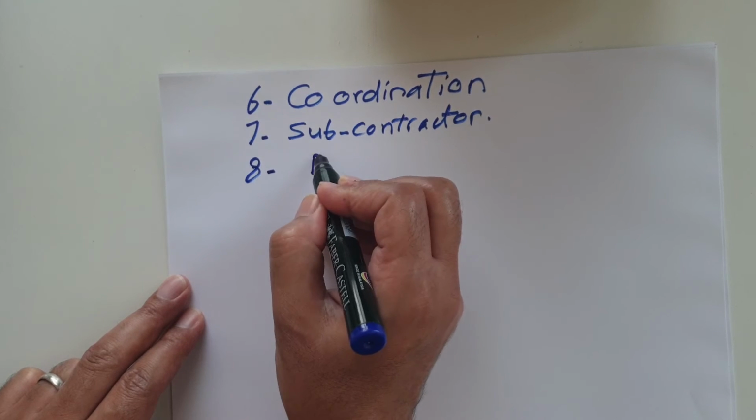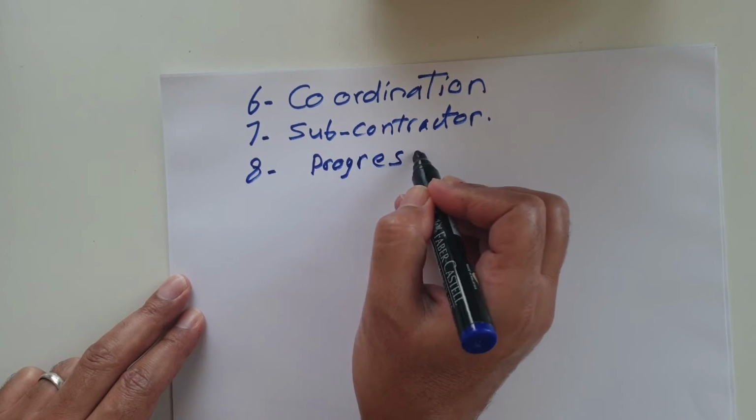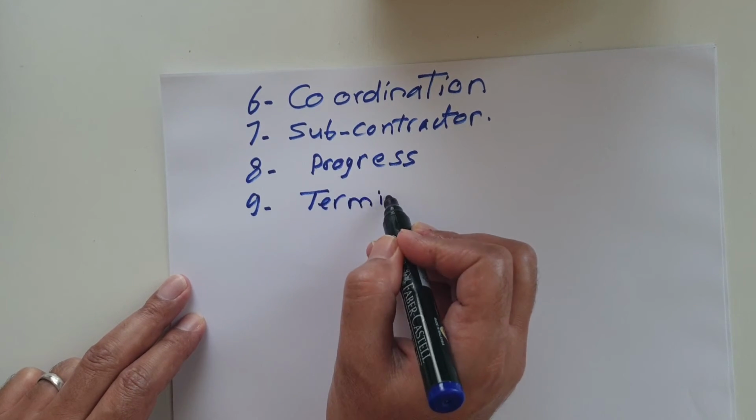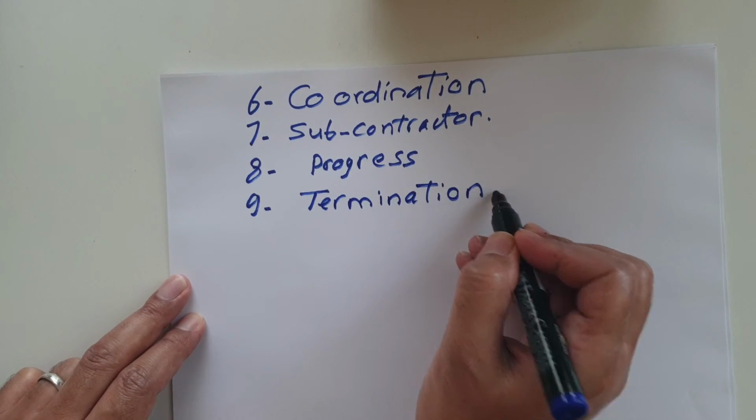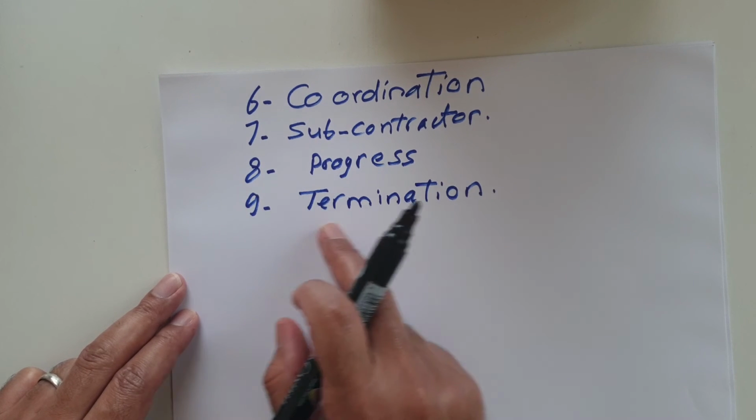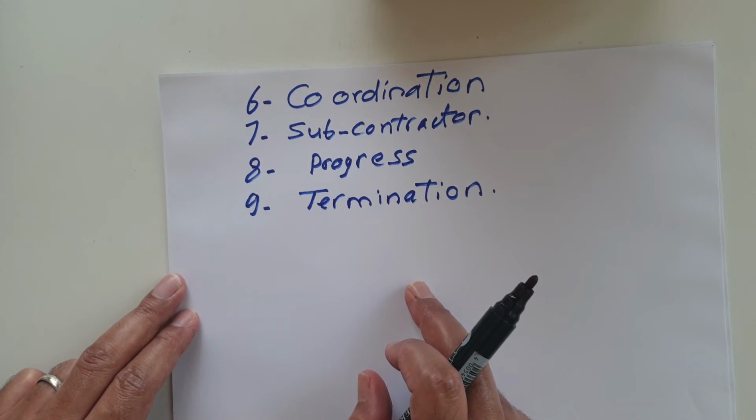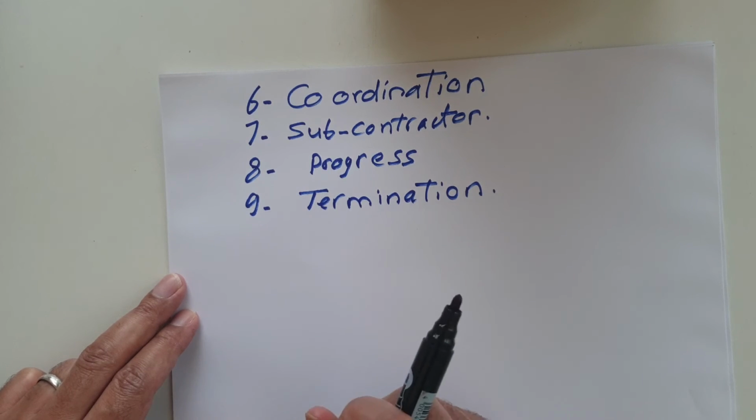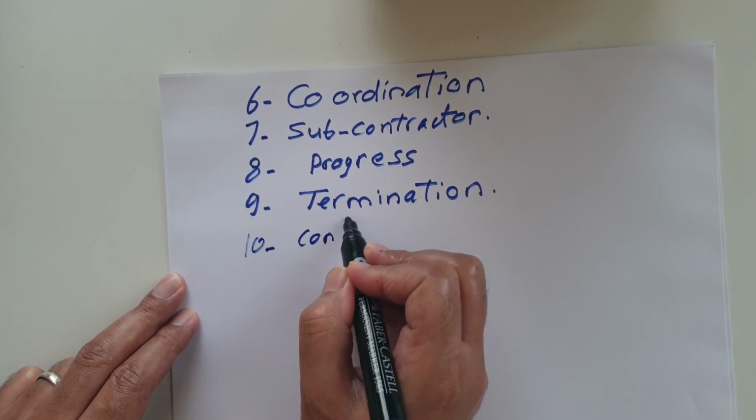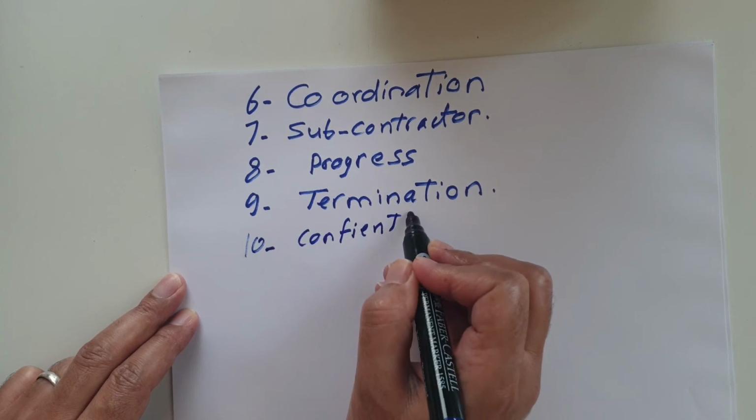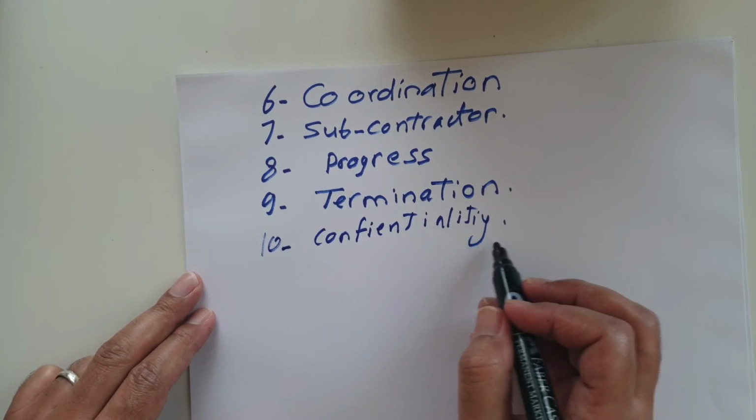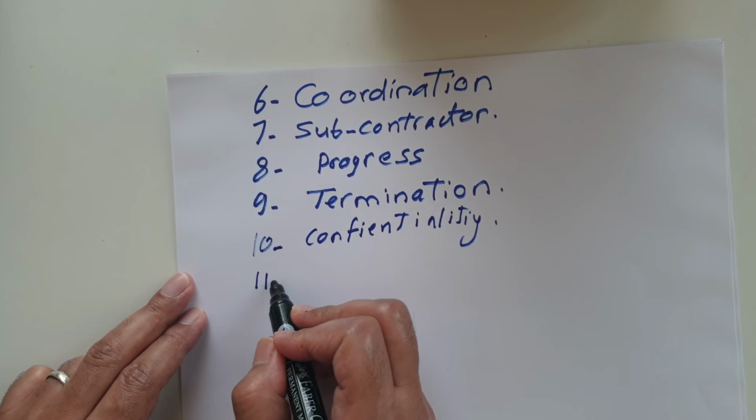Number 8 is progress. We'll talk about the progress of the work. Number 9, we'll talk about the termination. In case of termination of the project by the employer, in this subject, it will include all the details which should be agreed regarding termination. Number 10 is confidentiality of the document. It should be confidential between the two parties or all parties.